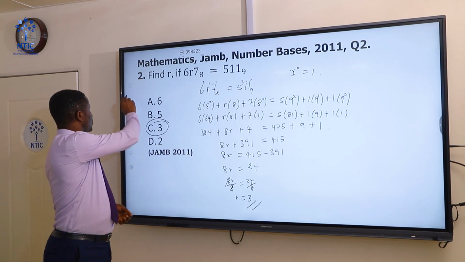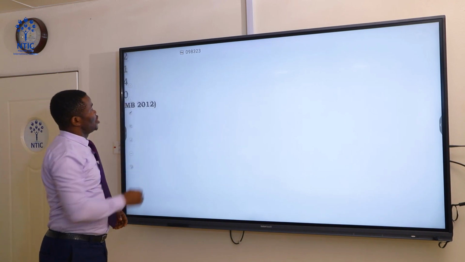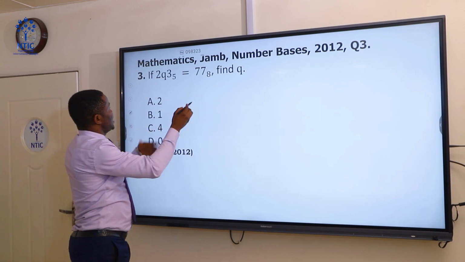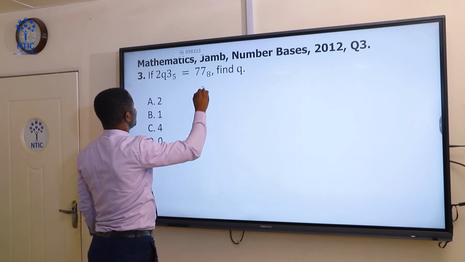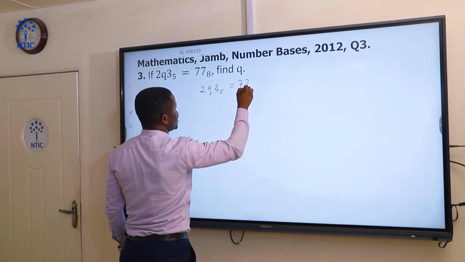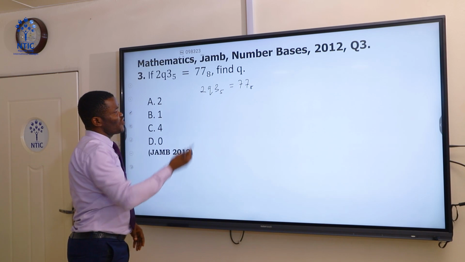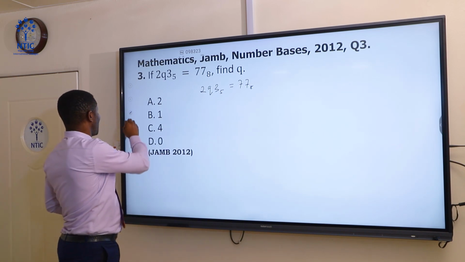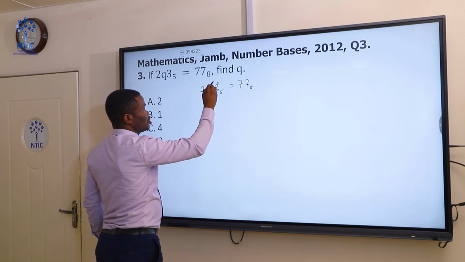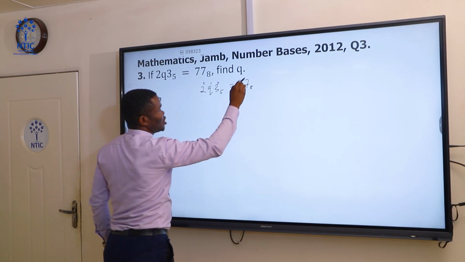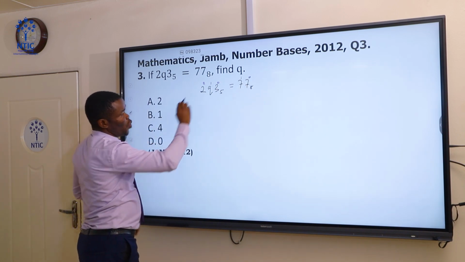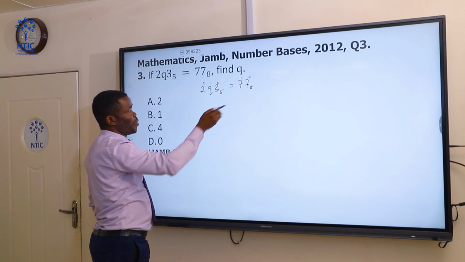So the next question is going to be in this form. Now, I still have something like 2q3 base 5 is equal to 77 base 8. None of them is a base 10. So we try to convert all of them back to base 10 by first assigning what is called superscripts 0, 1, so that we can now expand in powers of the base.